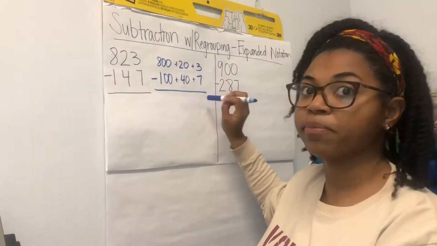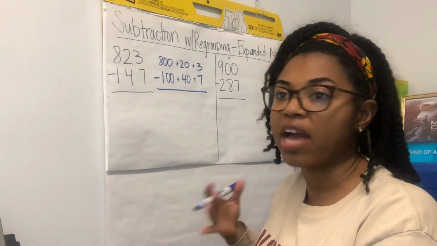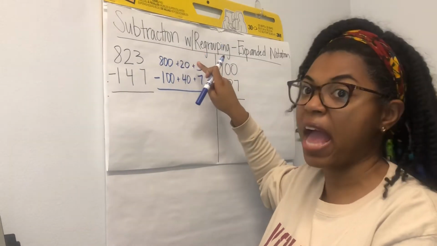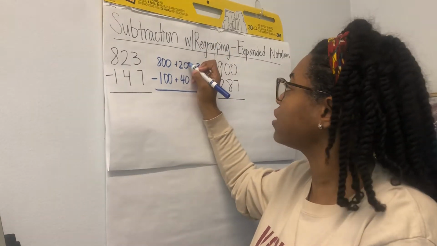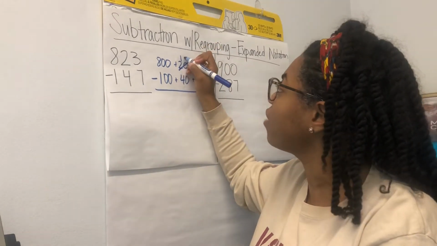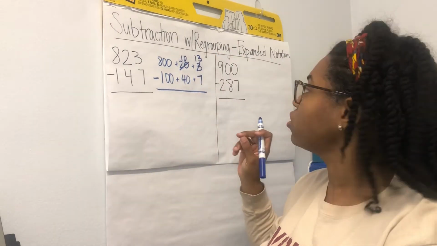3 minus 7. I don't have enough, so I need to regroup. I regroup whenever I don't have enough, and I borrow from the next place value. So I'm going to borrow and move over 10, break up 1 ten to make 10 ones. Let me cross out. So I'm going to take a 10 from here, which means if I take a 10 from here, there's only going to be 10 left. And if I add a 10 over here, now there's 13. Now I have enough to subtract.